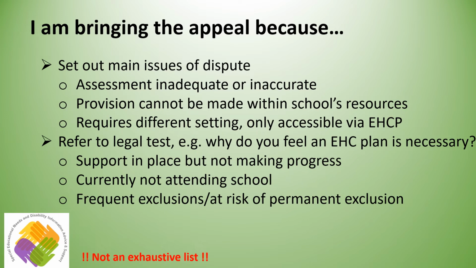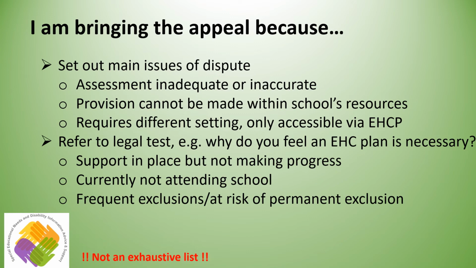Is there a high level of support in place currently, but the child is not making expected progress? Is the child out of school? Is the child at risk of permanent exclusion or excluded frequently? All of these examples are possible indications that a higher level of support may be required, i.e. through an EHC plan. Remember, this is not an exhaustive list, and your reasons for appeal will be unique to your own individual case.